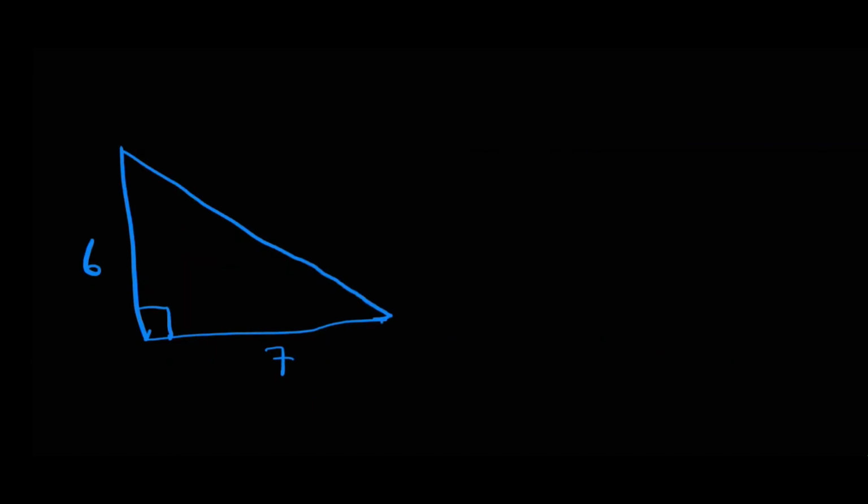Okay, let's do a couple practice problems. So this right angled triangle has a side length of 6 and a side length of 7. So try to find the missing side length. Okay, we know a squared plus b squared equals c squared. So let's quickly label the sides. The missing side is c because it's the hypotenuse, and we'll just label this side a and this side b.